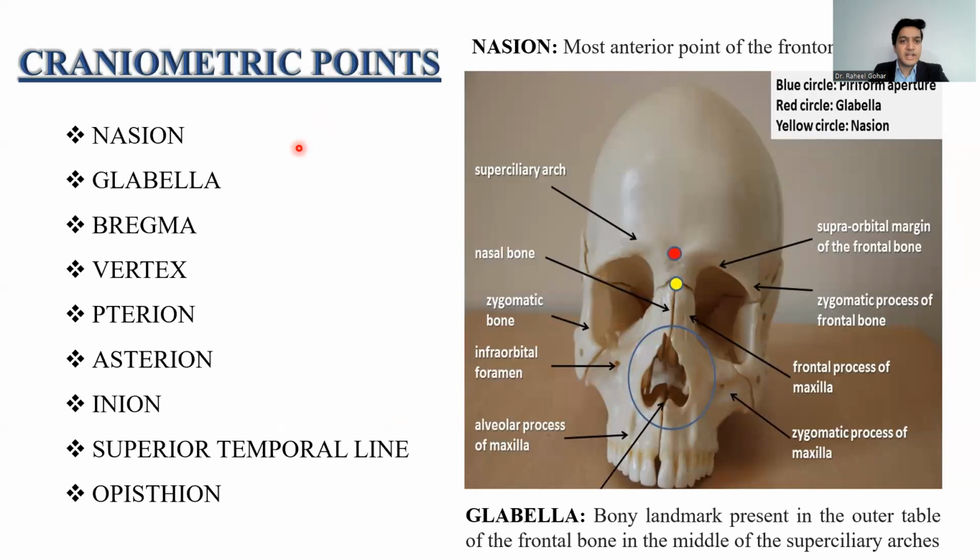Let's begin with these craniometric points: nasion, glabella, bregma, vertex, pterion, asterion, inion, superior and inferior temporal lines, opisthion and basion. So this point here, as you can see, this is the frontal bone. It is making a suture or connection with these two nasal bones. This is known as the frontonasal suture. The most prominent point of this frontonasal suture is known as the nasion, as shown here with this yellow point. Then there are two superciliary arches above the orbit, and between these two superciliary arches is this red point. It is known as the glabella. This nasion is going to help us find one very important point, which is known as the Kocher point.